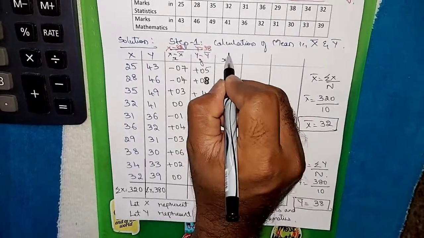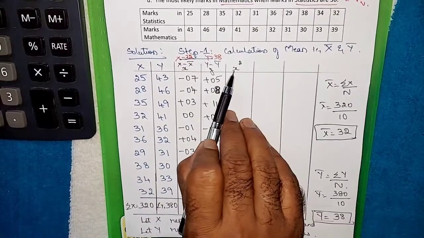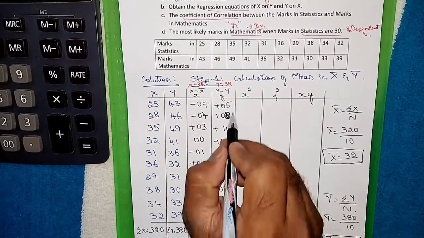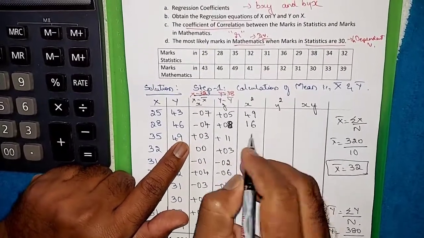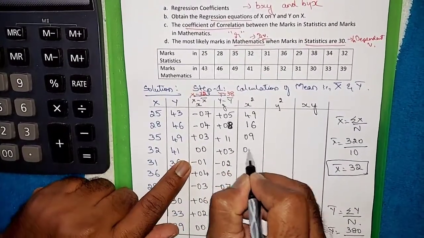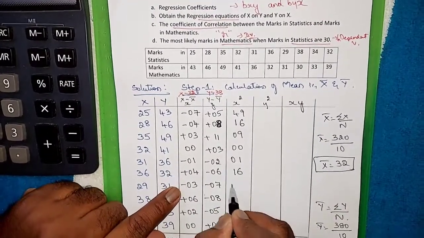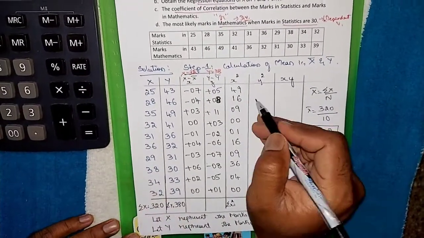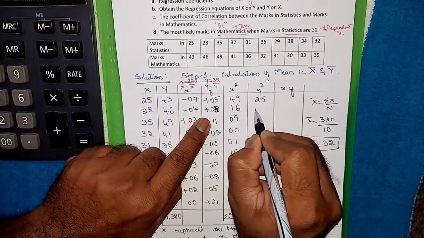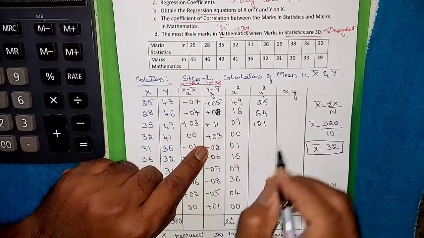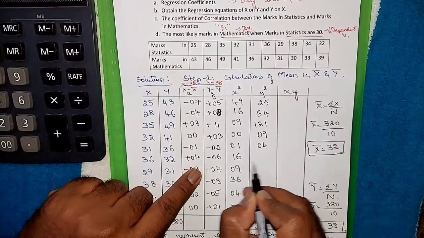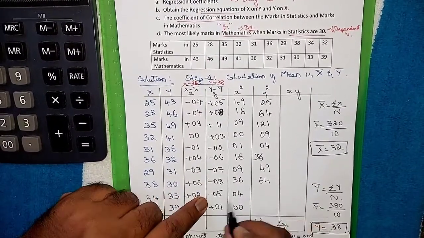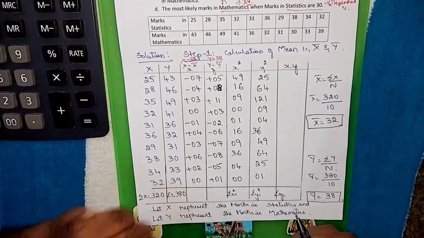Now let us find the deviations of x and y and square their deviations, x square, y square, and finally find out the product of x and y. 7 squared is 49, 8 squared is 64, 4 squared is 16, 3 squared is 9, 0, 1 squared is 1, 4 squared is 16, 3 squared is 9, 6 squared is 36, 2 squared is 4, 0 squared is 0. 5 squared is 25, 8 squared is 64, 11 squared is 121, 3 squared is 9, 2 squared is 4, 6 squared is 36, 7 squared is 49, 8 squared is 64, 5 squared is 25, 1 squared is 1.